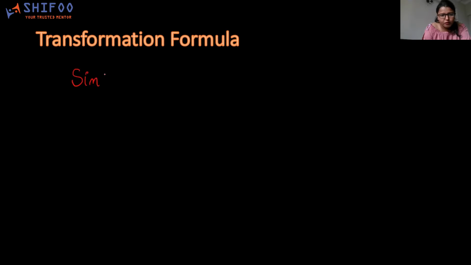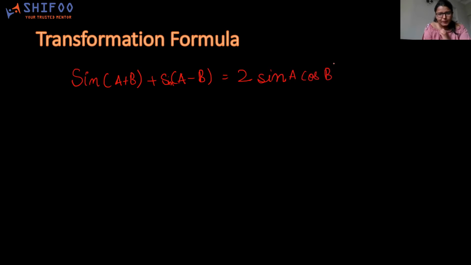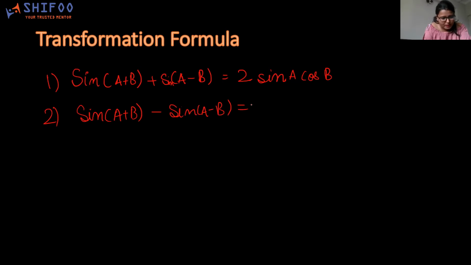sine of A plus B plus sine of A minus B is given by 2 sine A cos B. Okay, this is the first transformation formula. If you come down, then sine of A plus B, only the change is sine of A minus B, will be what? 2 cos A sine B.